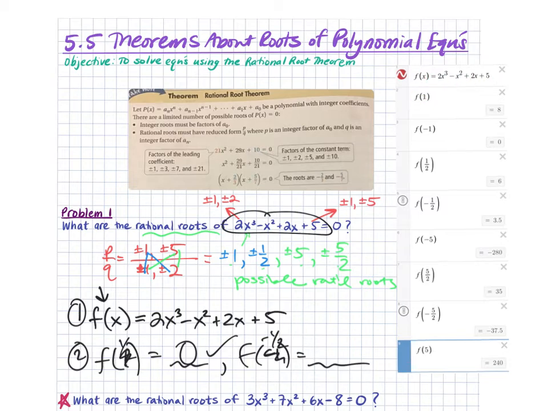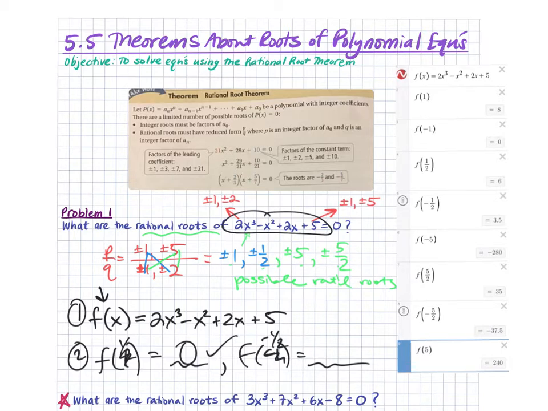When you're doing this in Desmos, you can just put 1 in, then negative 1, and keep changing this number and checking it, but I just wanted to show you all 6 of them. And you can see here that negative 1 is a 0. So that means the only rational root is negative 1. You only have to check the 6 because these are the only possible rational roots.